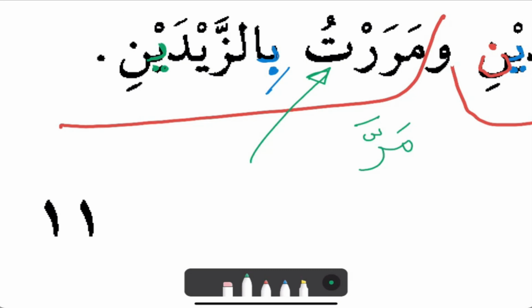لأنه مثنى, because it's dual. والنون عوض عن التنوين, and the noon is a replacement for the tanween في المفرد, in the singular form.